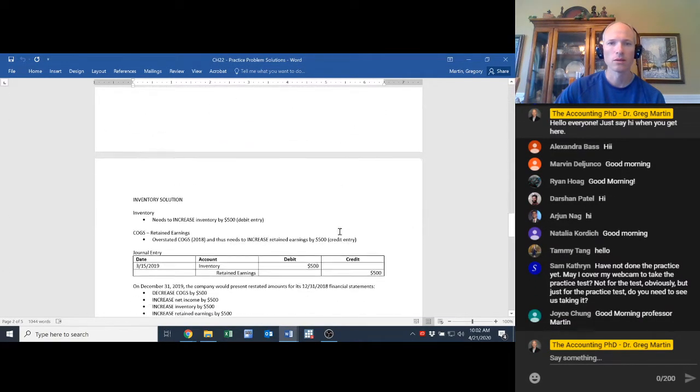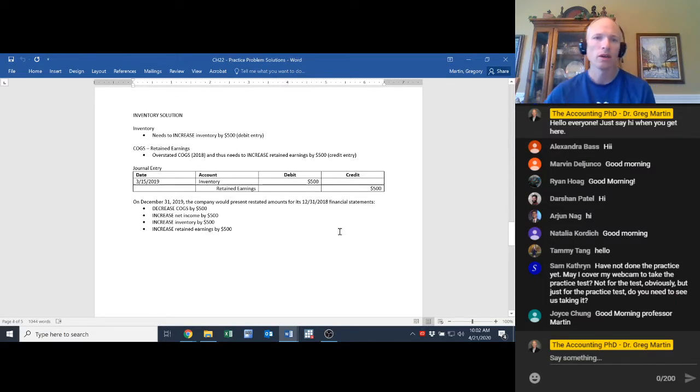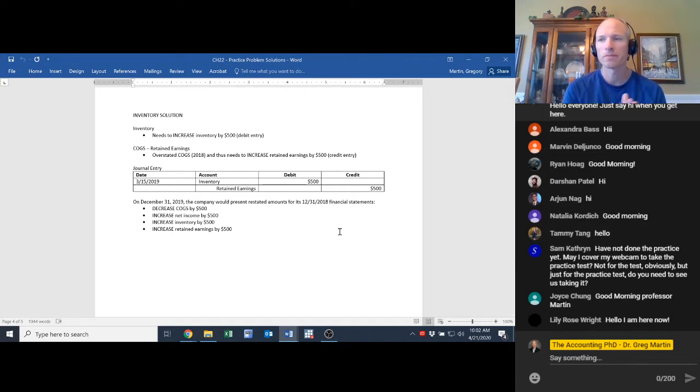All right. So with the inventory, I think with the original solution there may have been a misstatement somewhere in here. I don't remember. I know I've made a few changes here and there, but let's just walk through the solution as it is.